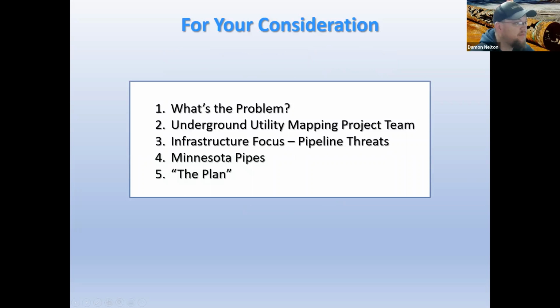As shown on the screen here, we're here to talk about the underground utility mapping project team. I have 5 different parts that we're going to talk about during this presentation. First of all, what's the problem? What are we here to talk about? Secondly, I'm going to talk about the collaborative effort that has come together to address the problem, which is the underground utility mapping project team. Followed by, we'll begin to scope things down by talking about one of the elements of underground infrastructure, which is pipeline threats. I'll zero in a little bit more on the focus of Minnesota pipes. And finally, I'll discuss the plan so you can understand how we anticipate moving forward and where we've been up until this point.